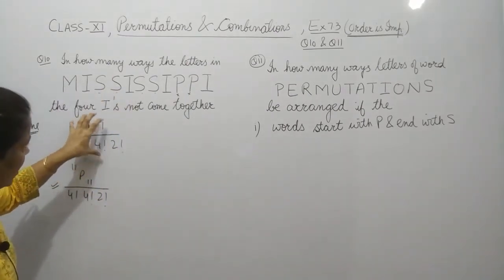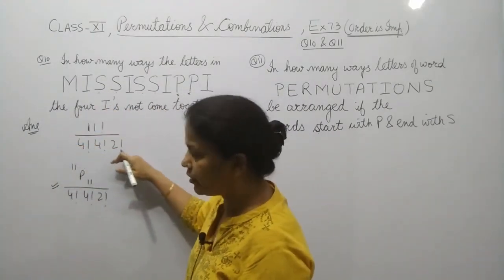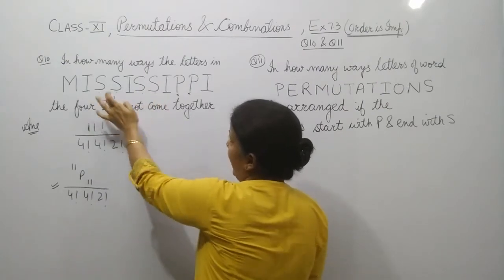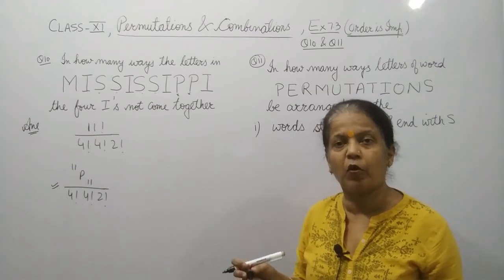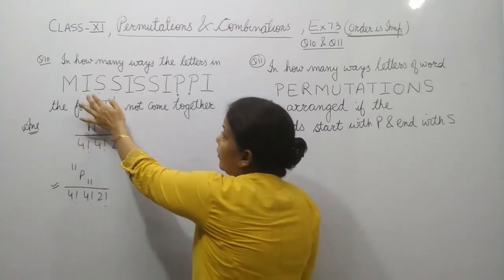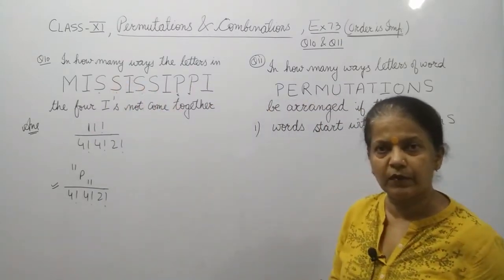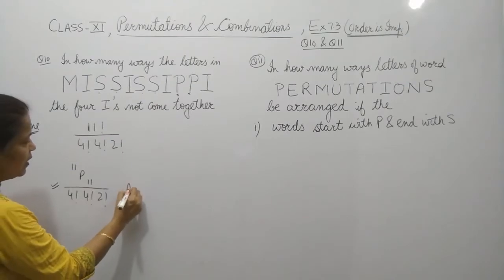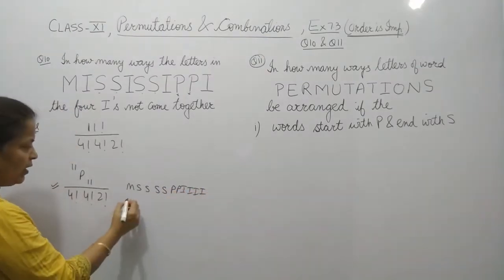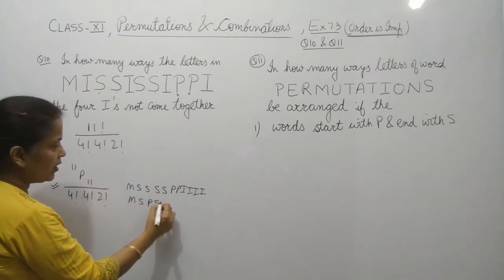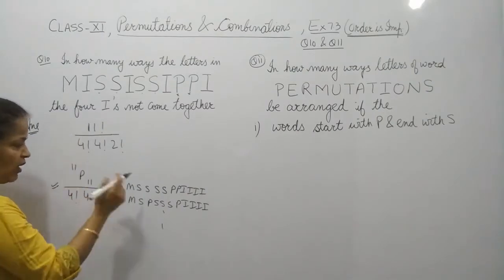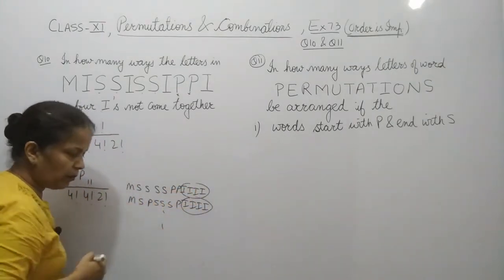Now the number of ways which you get here after solving it, in those ways the four I's together cases are also coming, isn't it? We have to make total words. So in this case the total ways include the ones where the I's come together, isn't it? Why? Because you can write it like this: one word is like this, another word is like this, and so on.